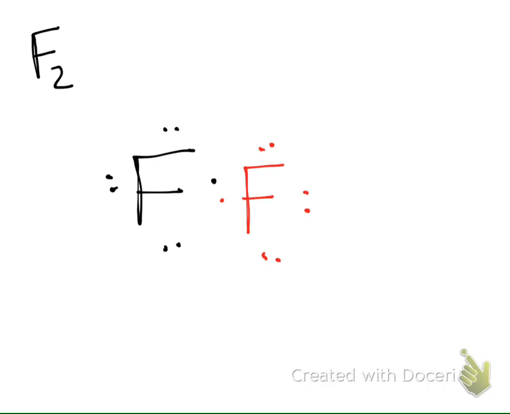So now when we count to see if they fulfill an octet, we count each individual electron here. This black fluorine atom has 1, 2, 3, 4, 5, 6, 7 of its own valence electrons, plus it gets to count this one that it shared from the red fluorine. Same on this side. It has 2, 4, 6, 7 of its own electrons, and it's sharing one from this other guy, so it's got 8, and it's fulfilled its octet. And they're both happy, and this is a great molecule.